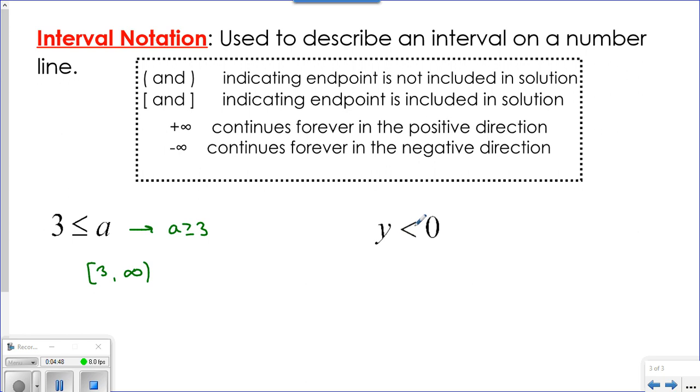If we start with y is less than 0, this means that we want all the values that are smaller than 0. As soon as my variable is less than a number, I start with negative infinity, and we go all the way up to 0. Because it's strictly less than 0, we have a parenthesis, and then another parenthesis on negative infinity.